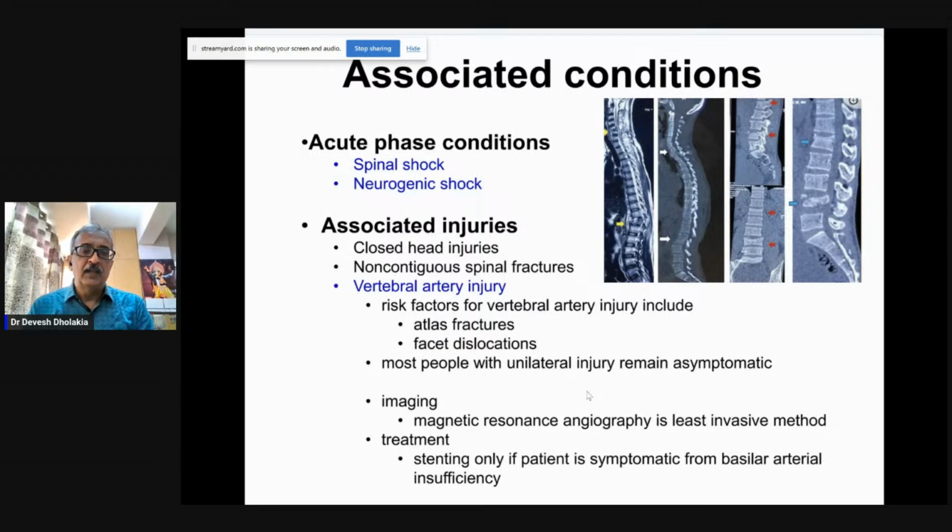Also, there can be associated injuries because very often they're high velocity injuries. So, keep in mind head injuries when you have a spinal column injury. There can be multiple vertebral fractures. That is, there may be non-contiguous spinal injuries, that is cervical plus lumbar or dorsal plus cervical. And sometimes, if you're unlucky, you may have injury to the vertebral artery itself when it runs along the cervical spine.